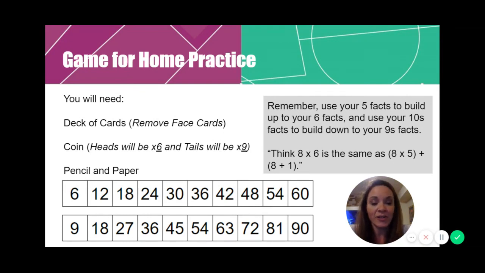Keep playing until you've crossed off all the numbers of your game board. Have fun doing this game to practice your building up, your times 6, and your building down, your times 9 facts.